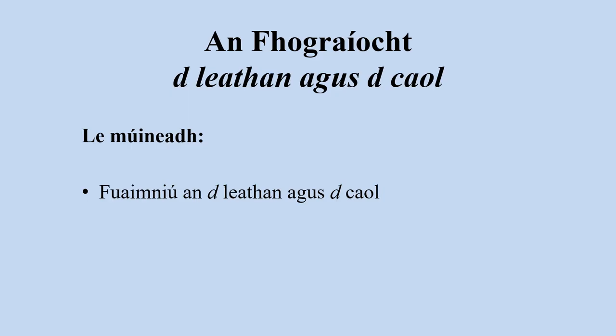So in this section, we reviewed fhoghraíocht, dí leathan agus dí caol. We reviewed the pronunciation of broad and slender Ds. Remember, it's a very subtle difference at this point in your journey. You just want to be aware that there is a difference and try to notice the slight difference when listening. And then also note when you're writing or when you're reading, that when you have a broad vowel beside the consonant, it's going to be a broad consonant. And when you have a slender vowel beside the consonant, it's going to be slender and have that slender sound.